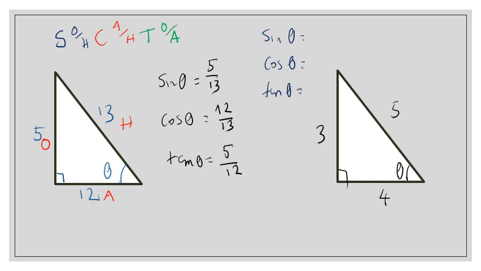What I'd like you guys to do is have a go at this question here. So we've got our values, we've got our angle, you just need to write down sine, cos and tan, each of them as a fraction.